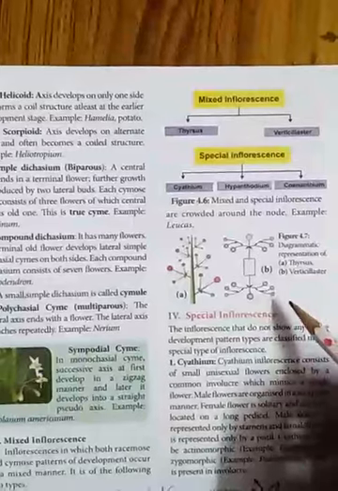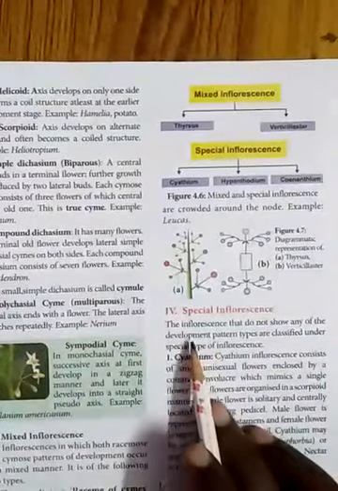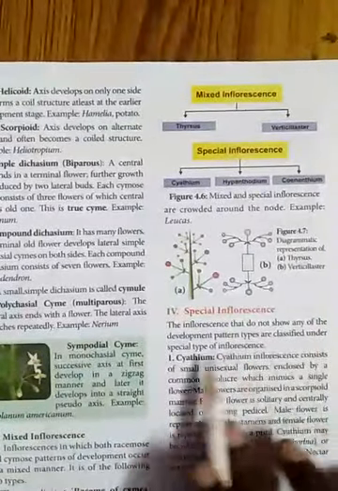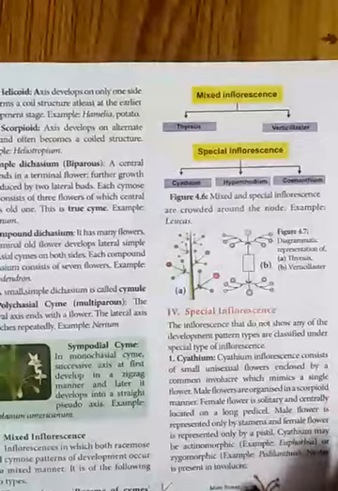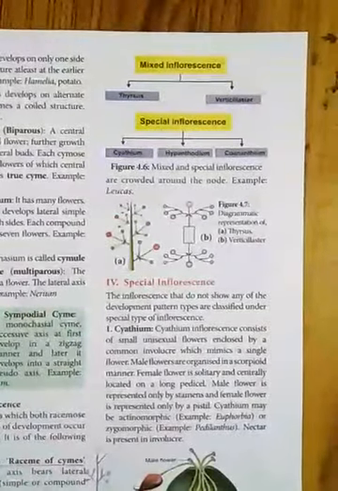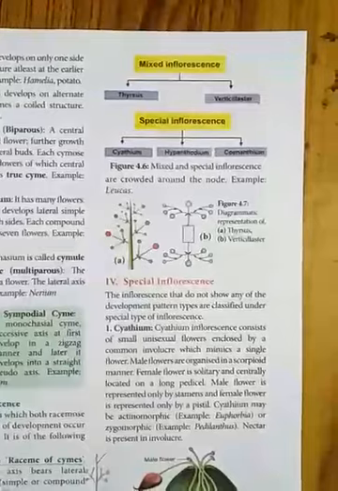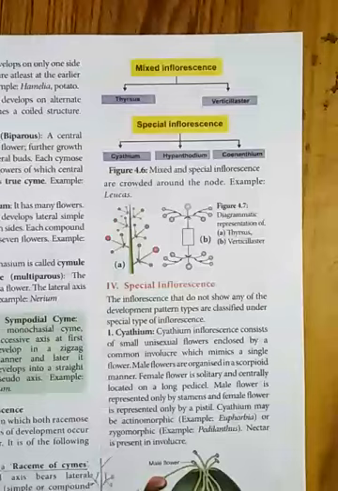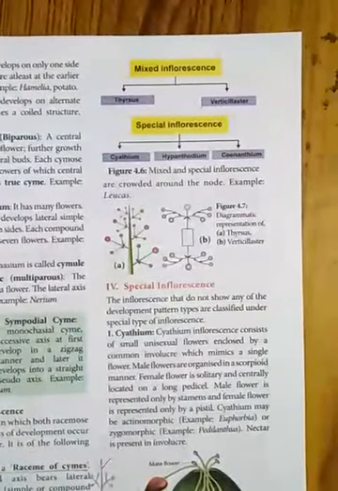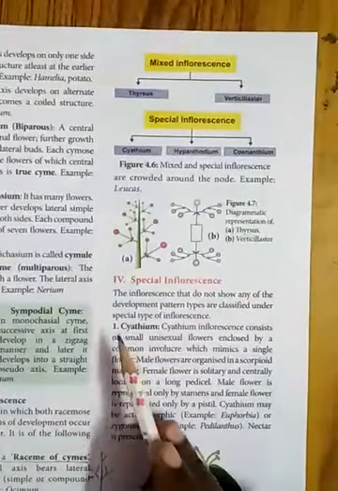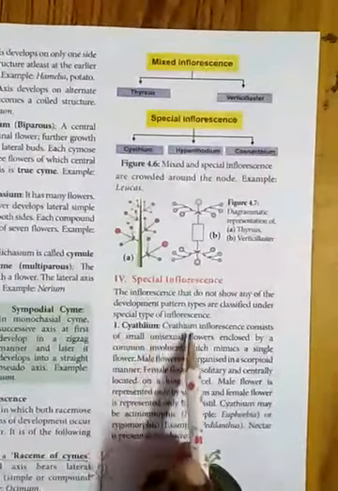Next type of inflorescence is the special inflorescence. The inflorescences that do not show any of the development pattern types are classified under the special type of inflorescence. As the name suggests, special inflorescence means the inflorescence is found only in that particular plant. No other plant possesses that same type of inflorescence. Okay, that is, a particular pattern is found in some plants. Okay, they cannot be classified under racemose, they cannot be classified under the cymose. So here the different types are, first one you are going to study, the cyathium inflorescence.